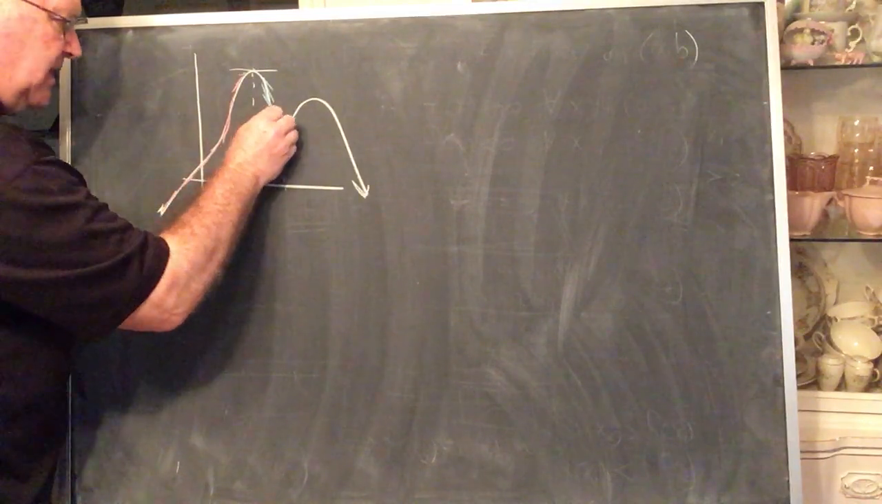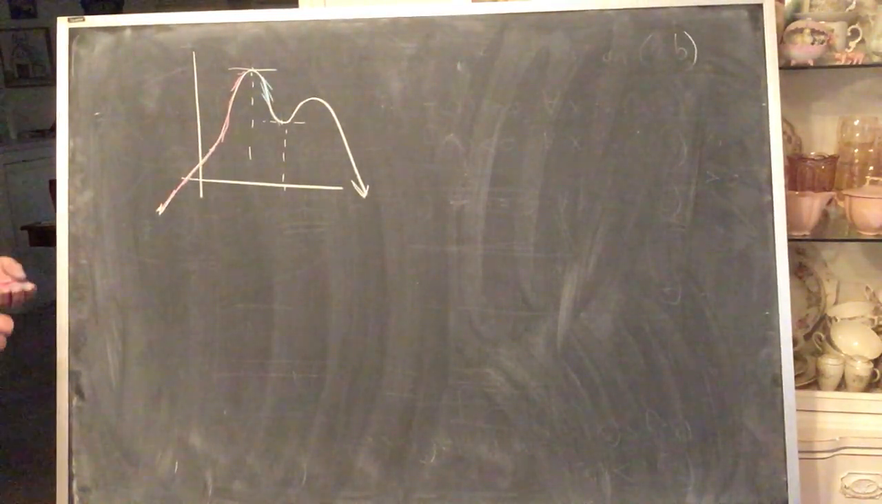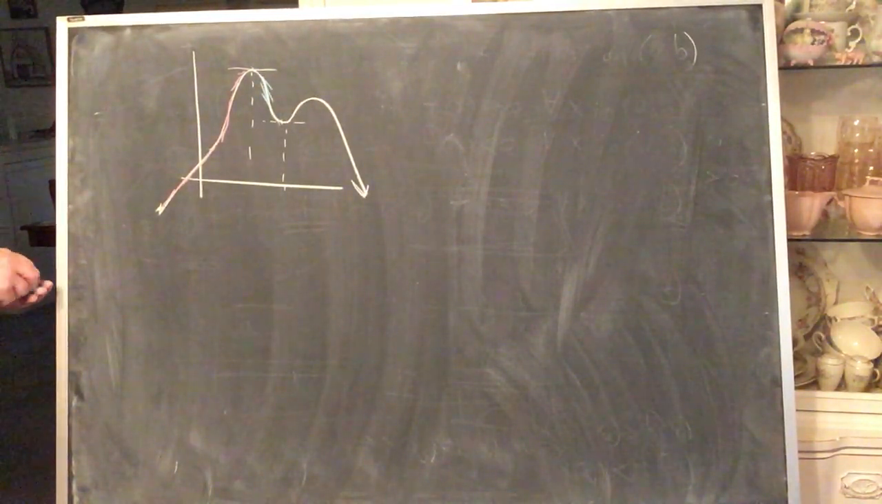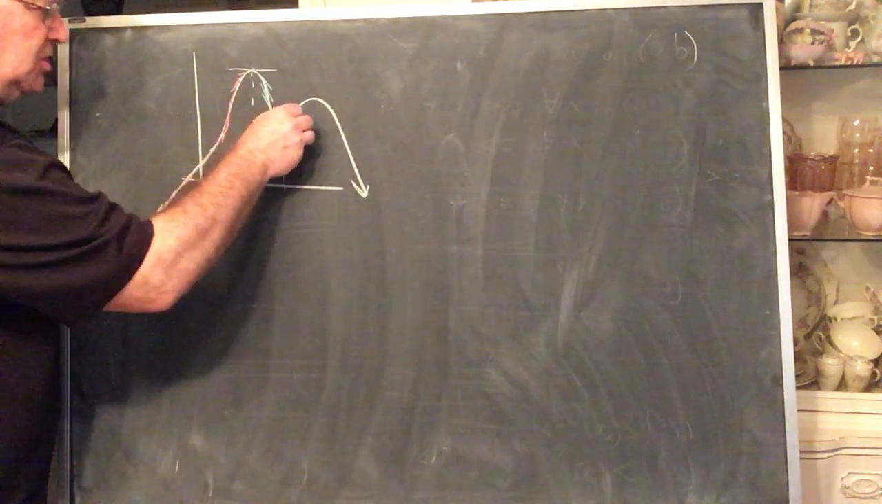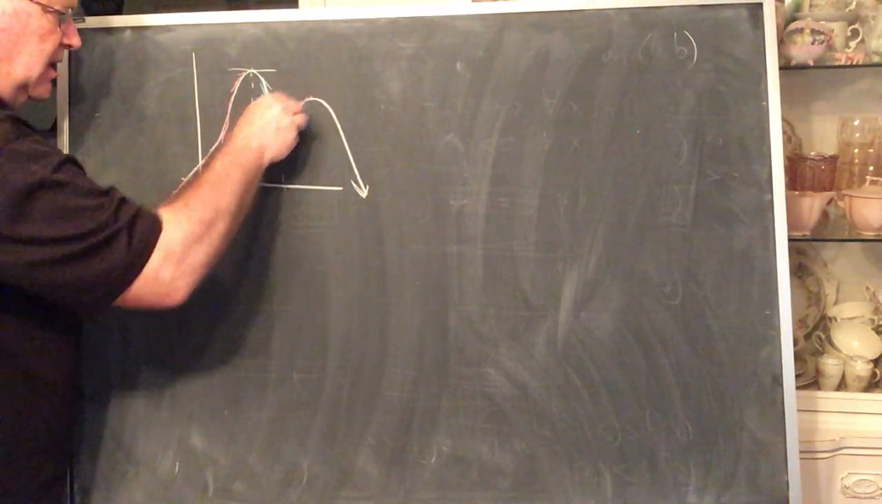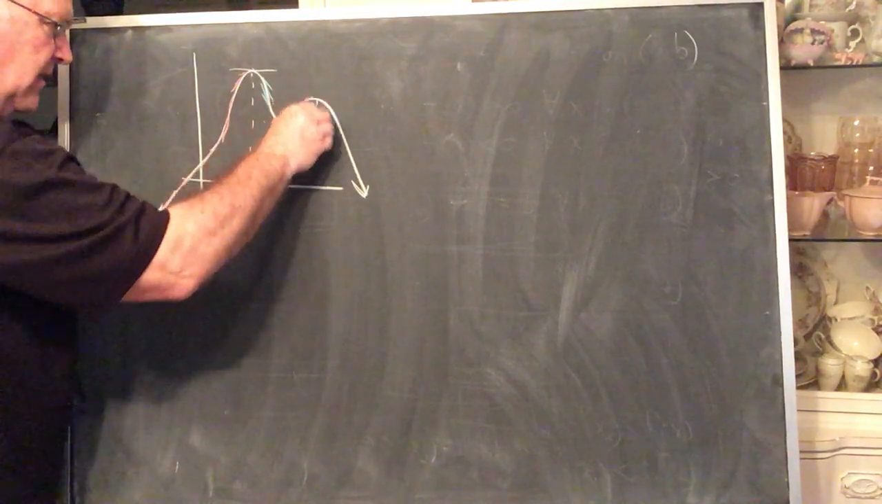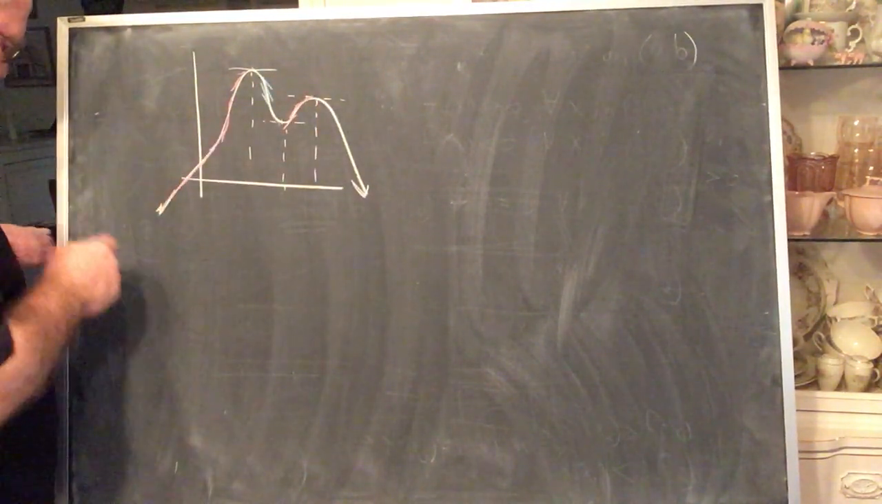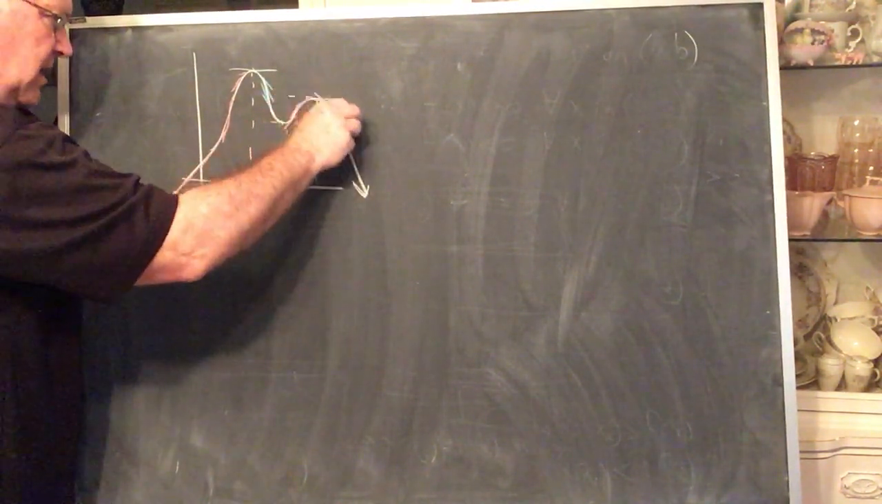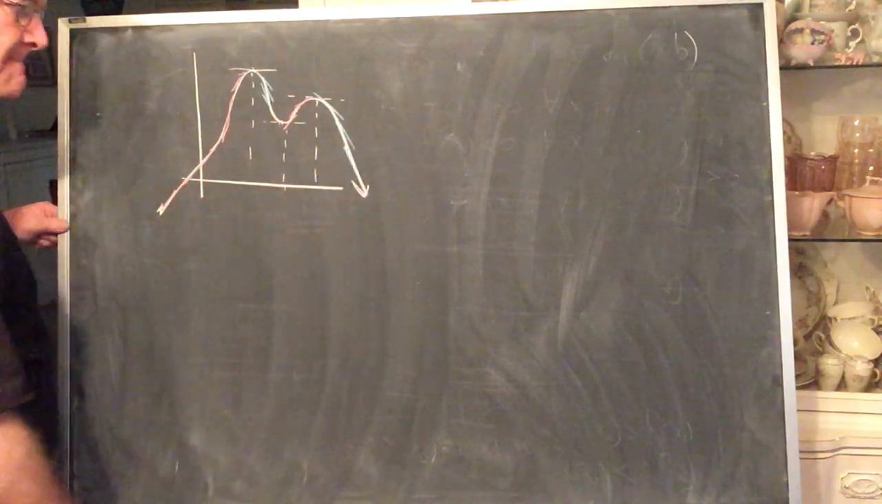Well, what is that point? That is also a relative extremum. In this case, it's a relative minimum. And then it changes to becoming increasing again until it hits the next relative extremum. And then in this particular case, it continues decreasing from there on out.